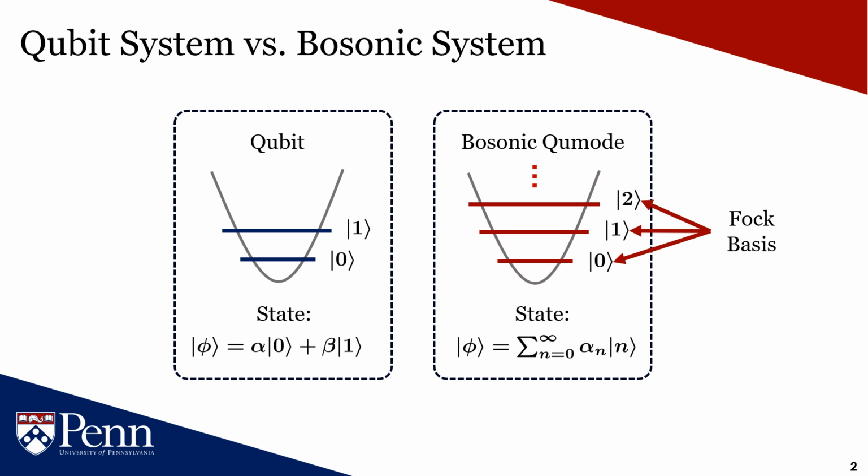On the right is a bosonic system, also called Q-mode. It lies in an infinite dimensional Hilbert space. The basis is called the Fock basis, starting from ground state 0 and contains infinite elements. You can think of them as the energy eigenstates of a harmonic oscillator. A bosonic quantum state is the linear combination of Fock bases with normalization.